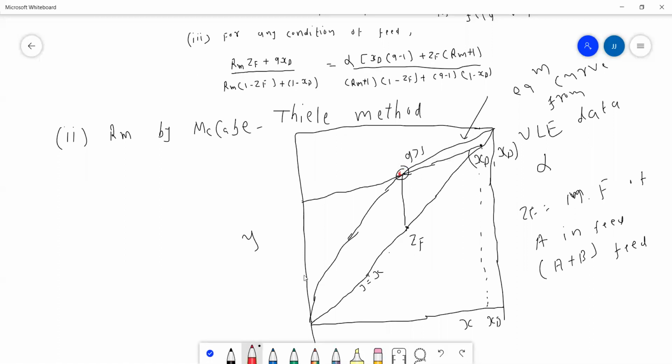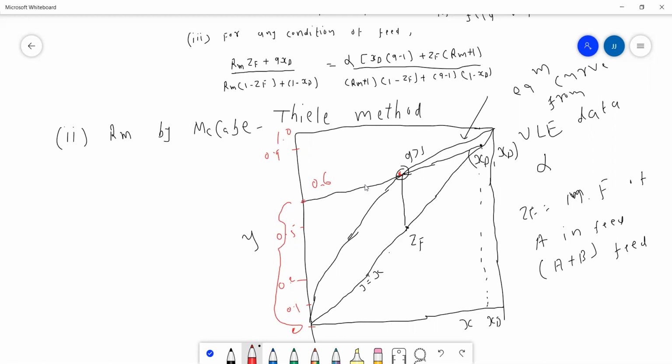Now you can measure this intercept. Because here it is 0, then 0.1, since it is a mole fraction, 0.2, let's say here 0.5, 0.9 and 1.0. So you can measure this intercept somewhere here, let's say 0.6, for example. And this line is called the operating line for the rectification section.